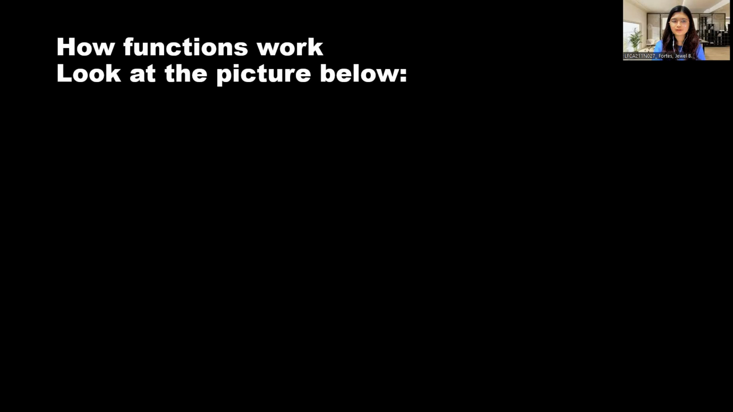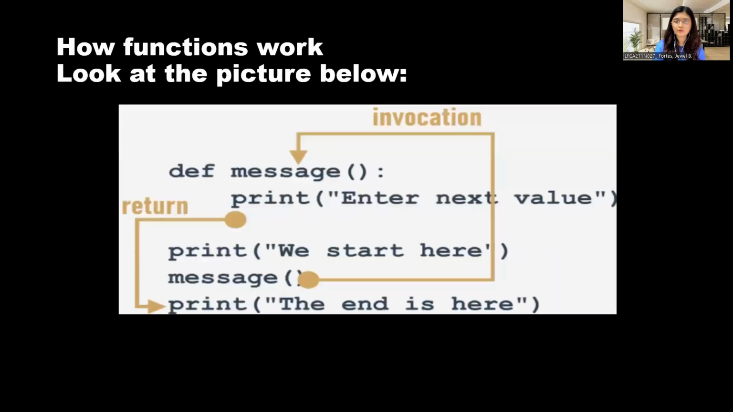How does a function work? Look at the picture below. So this is how a function works. We will use the def message with parentheses, and we will use print and enter the next value. So you will write inside the parentheses, with the quotation, the text or word you want to be printed. And then you will use print again, with the message you want.